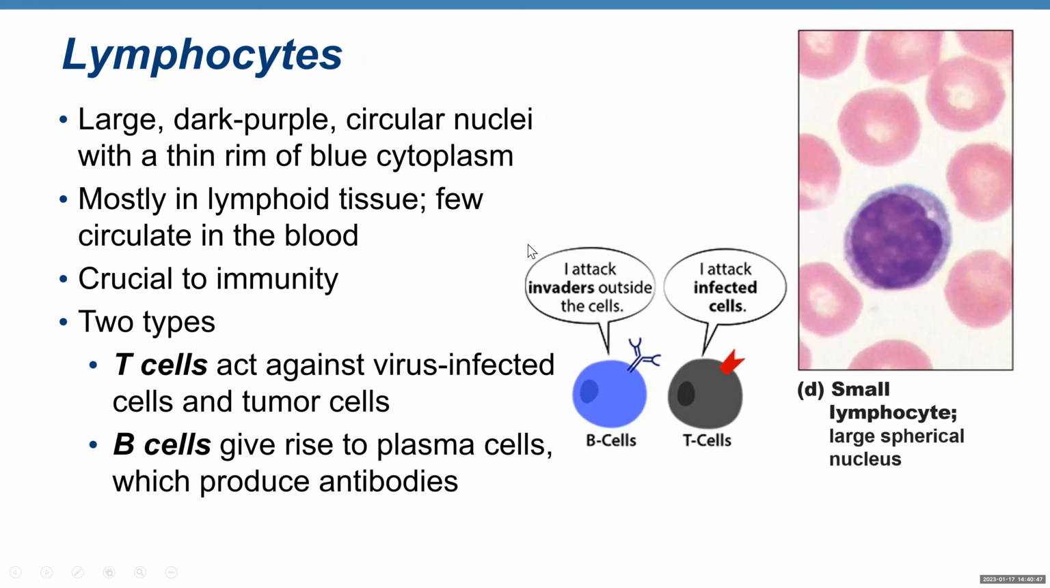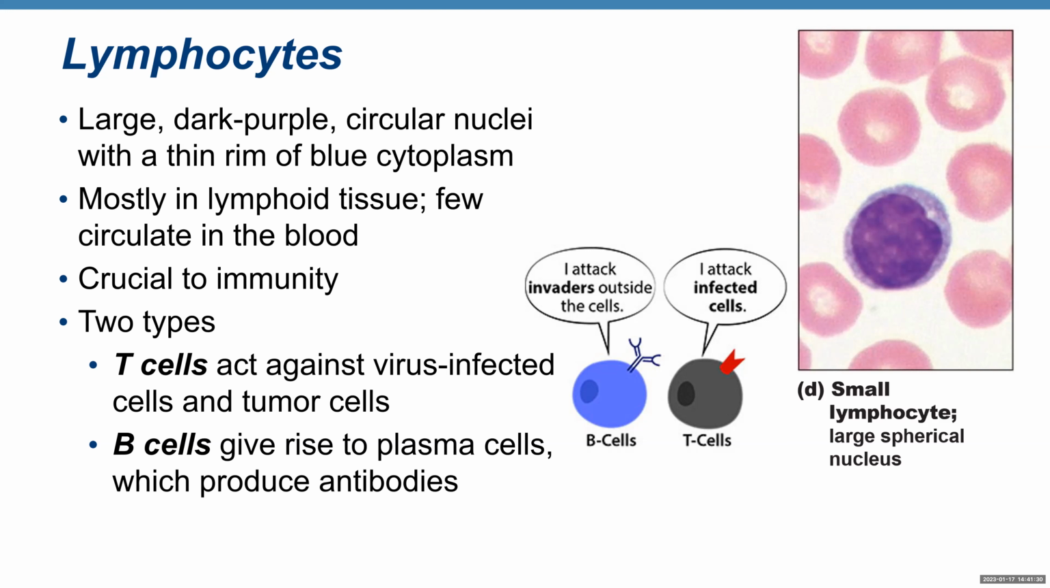Lymphocytes, large, dark purple circular nuclei with a thin rim of blue cytoplasm. So if you look over here, the lymphocyte is the smallest white blood cell. When I see this L, that reminds me it's very little. It's a little bit bigger than a red blood cell, but look at this huge round nucleus. Those are small cells with a very important function. Mostly you find them in lymphoid tissue. Few circulate in the blood, and they're critical to immunity.